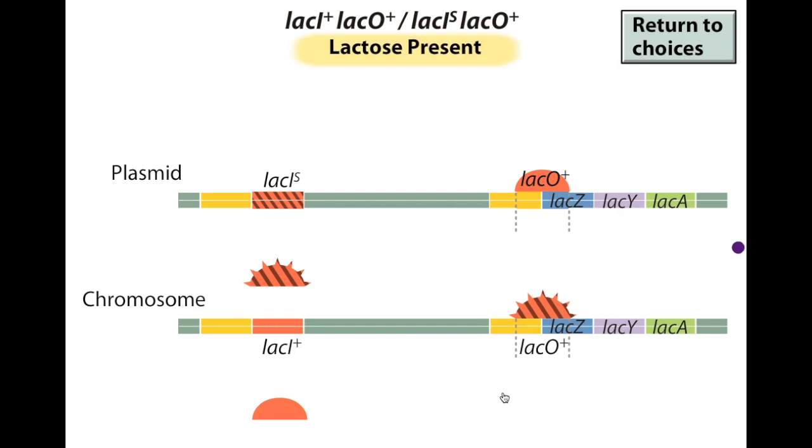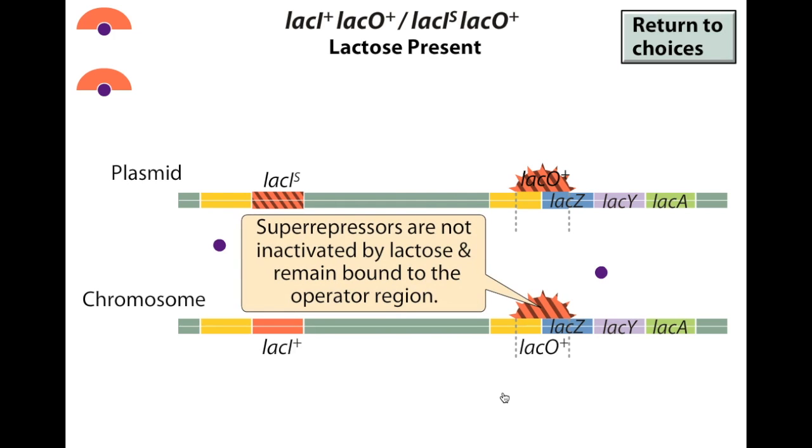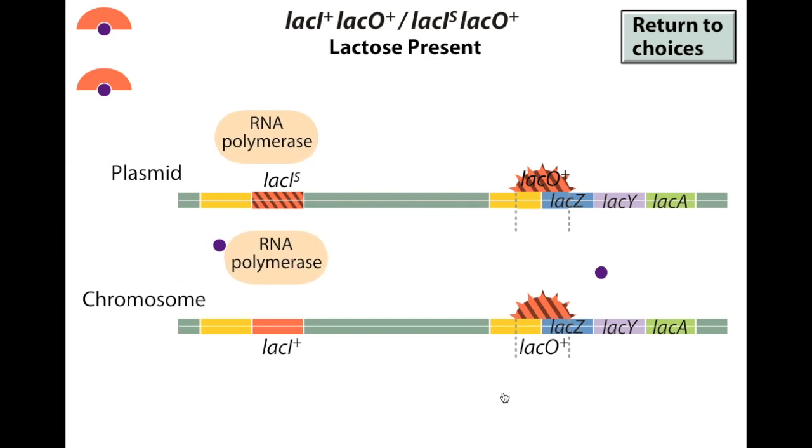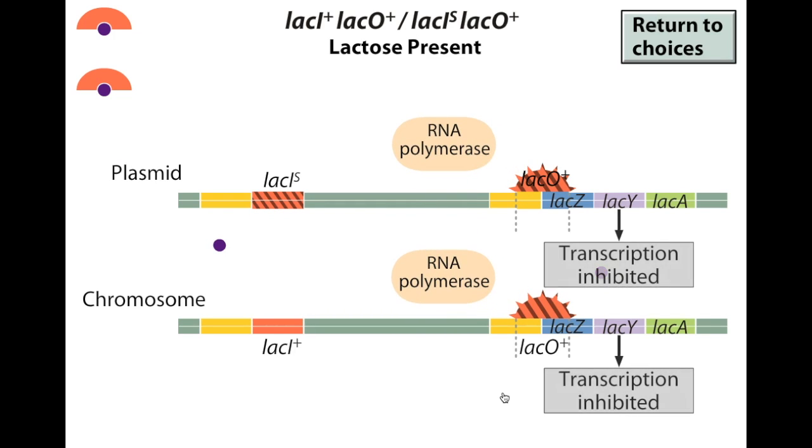In the presence of lactose, and thus allolactose, molecules bind to the wild-type repressors. The allosterically inhibited repressors can no longer bind to the operator regions. Allolactose cannot bind to the superrepressors, so these repressors are still available to bind to the operators of both operons. With the superrepressors bound, RNA polymerase cannot initiate the transcription of the operons. The structural genes are not expressed, even in the presence of lactose.